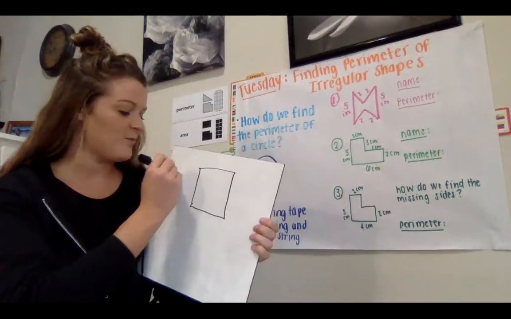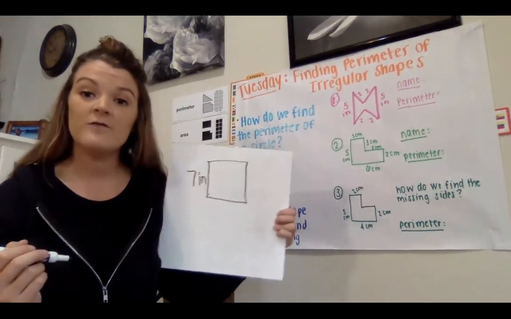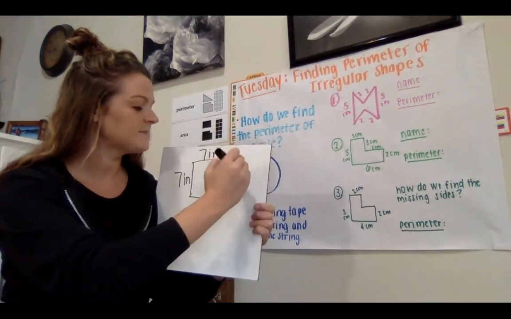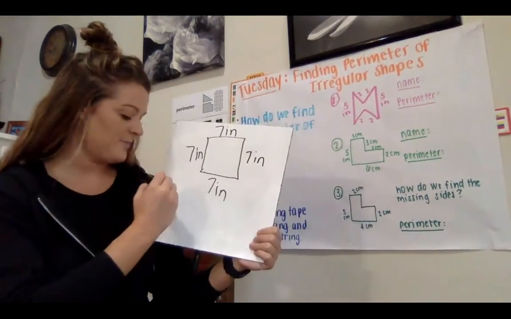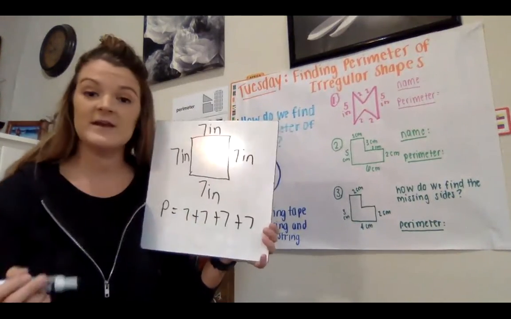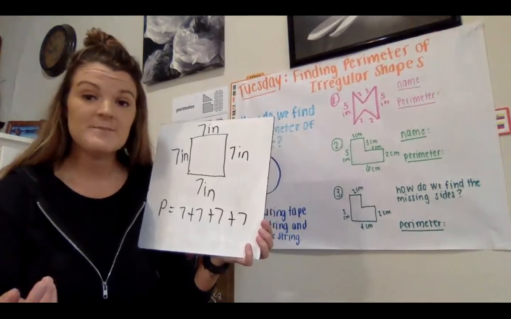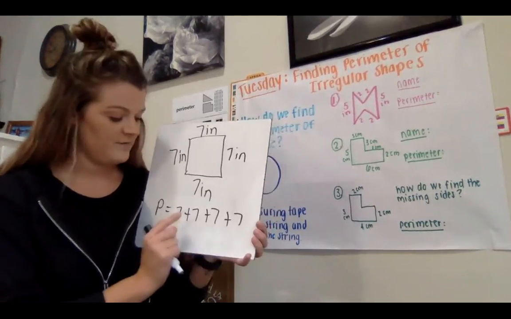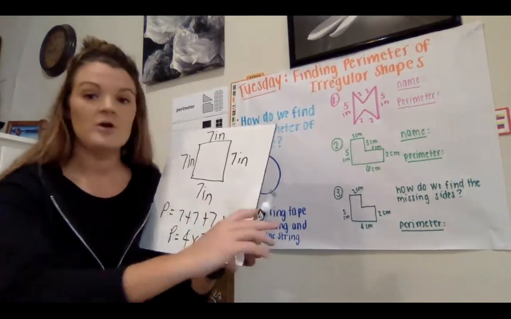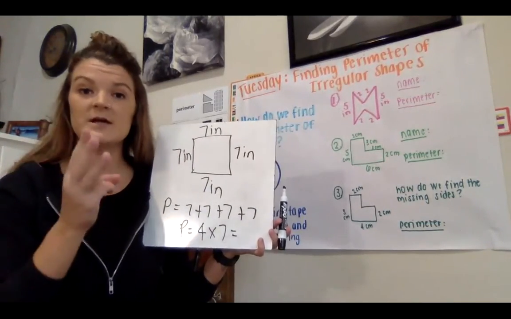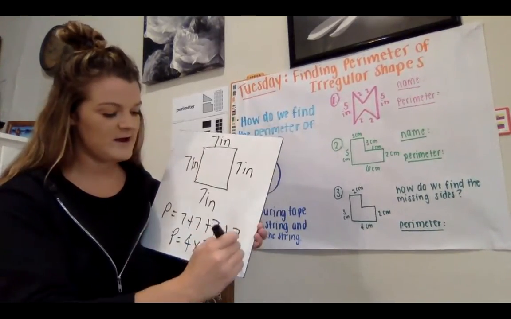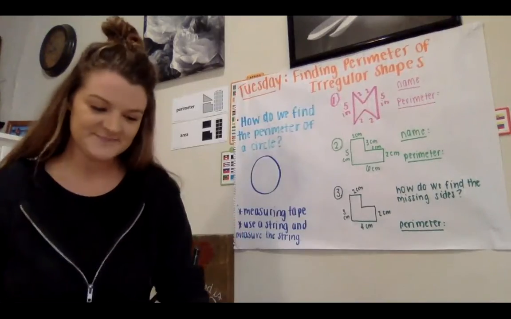Your first one is a square. In a square, we know all 4 sides are the same, so each side is going to be 7 inches. What equation could I write to find my perimeter? I could write 7 plus 7 plus 7 plus 7, but another way to do repeated addition is to multiply. How many groups of 7 do I have? 1, 2, 3, 4. So I can write 4 times 7, which is 7, 14, 21, 28. So the perimeter of my square is 28 inches.